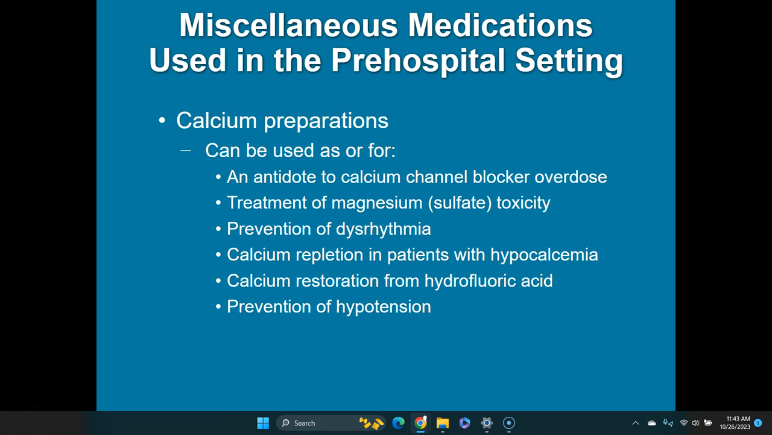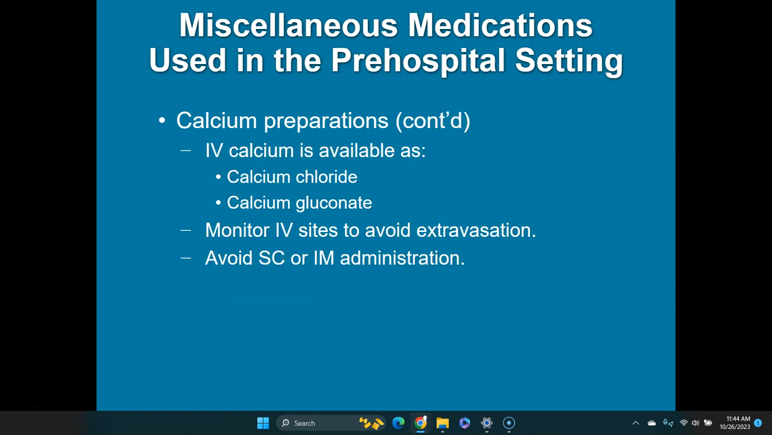One thing to keep in mind with calcium is if you're giving it IV, you can only give it by itself in that IV. You can't give anything else on top of it. Otherwise, it will cause it to precipitate, I believe, and it won't mix well. There's calcium chloride and calcium gluconate. Calcium chloride is 3 times stronger than calcium gluconate.